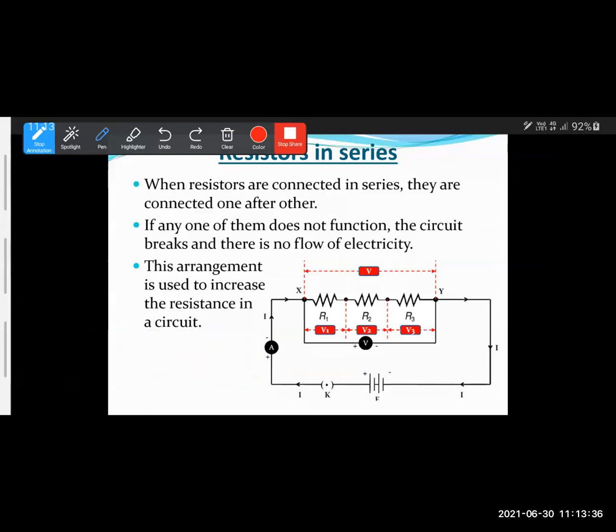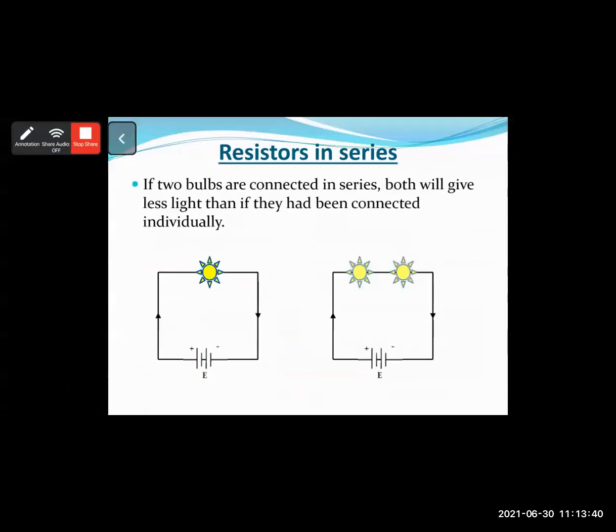Okay, let us move on further. Okay, now let us take it with a day-to-day life examples, right? Now let us say that we have a simple circuit. Okay, say if two bulbs are connected in series, both will give less light than they had been connected individually. Now first of all, observe the diagram on the left hand side. Okay, now in that diagram, what do we have? We have a power source, a battery, which is represented by symbol E. Okay, and we have, say, a light bulb.